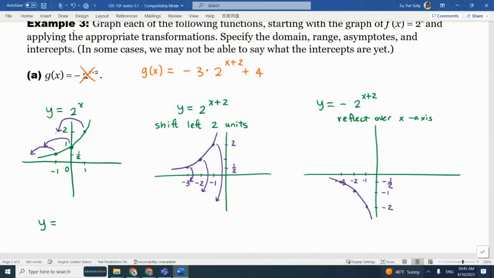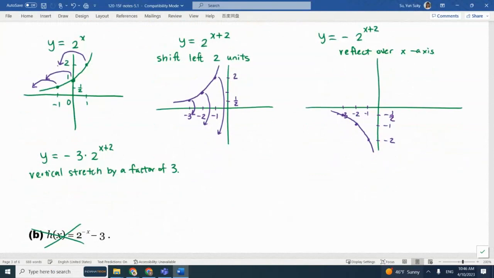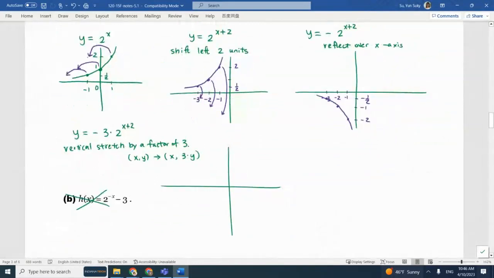Stretch. So we have negative 3 times 2 to the x plus 2. Vertical stretch by a factor of 3. Okay, what does that mean? We don't do part B, we do a harder problem. So this means your x remains the same, but your y, you multiply by 3, right? Okay, so let's draw it. Let me make it smaller. How would that change?